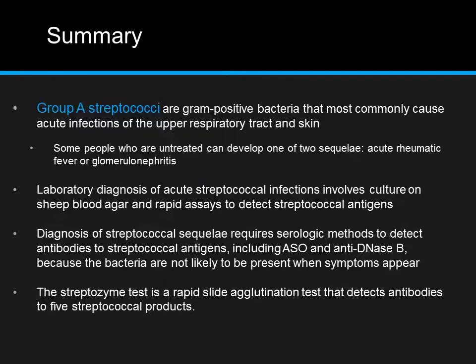The diagnosis of the sequelae requires serologic methods to detect antibodies to the various streptococcal antigens, which include the anti-streptolysin O and anti-DNase B, because with the sequelae, there's not going to be any signs or symptoms of infection. Then the streptozyme test is a rapid slide agglutination test that detects antibodies to 5 of the streptococcal products, including the ASO and the anti-DNase B.